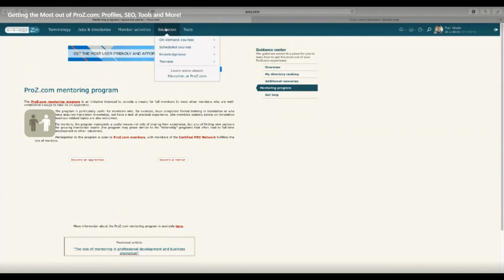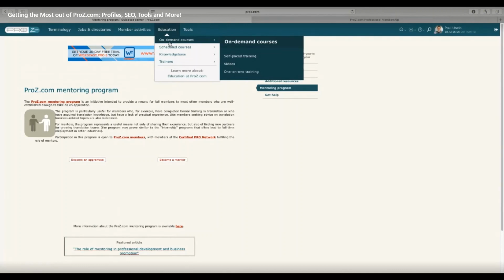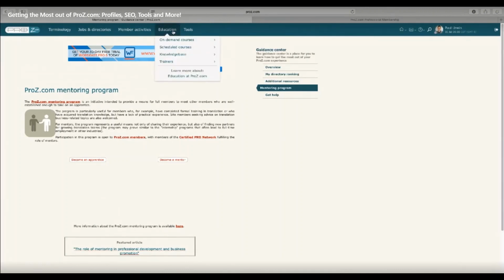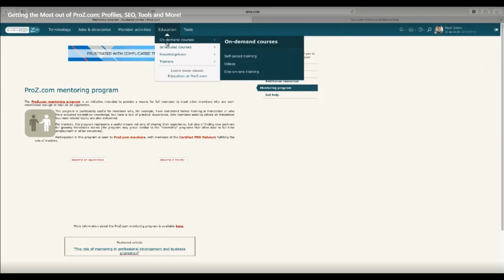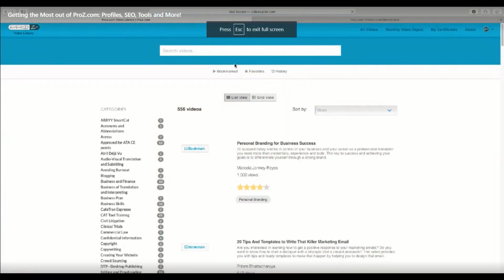Let's have a look now at the education section. If we go to this education section here, there's just an incredible number of different resources. As a Plus member, and this is where Plus membership is important, the first thing to note is that you can go to Education, On-Demand Courses, and Videos. So let's just have a look at this section.